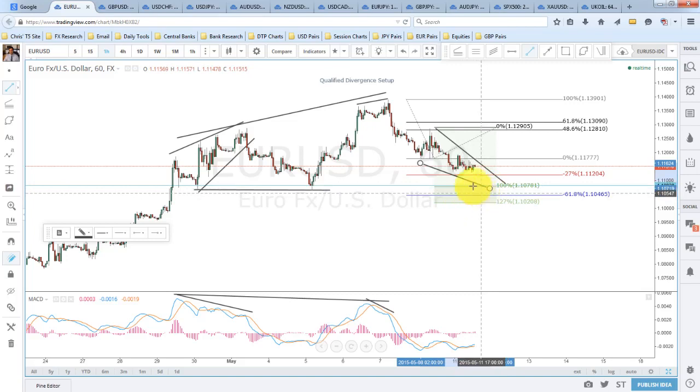Okay, so you can see how everything kind of works together here. It gives us a probability, it gives us a target zone to watch for and where we want to look for a potential trade opportunity if these things do develop.